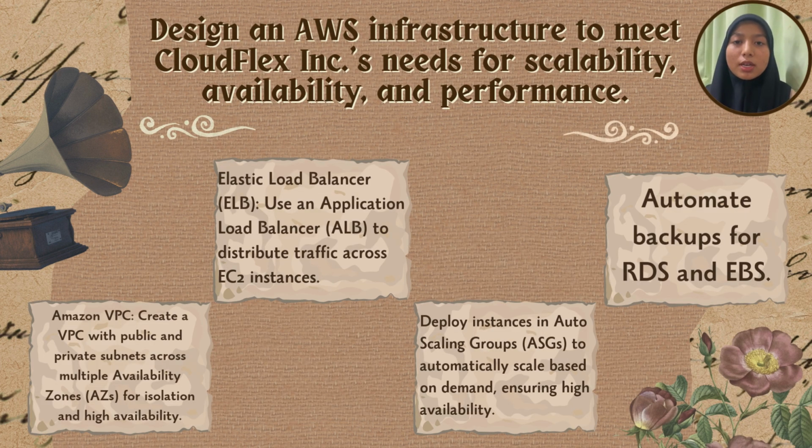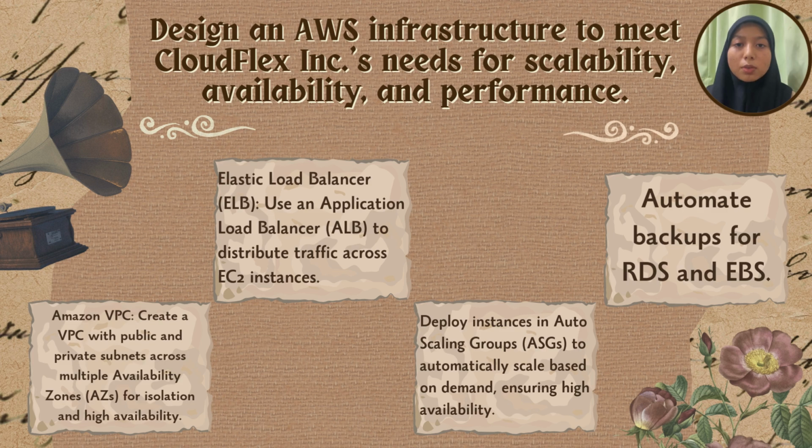Question number 4. Design an AWS infrastructure to meet Cloudflex Inc.'s need for scalability, availability, and performance. Number 1, Amazon VPC. Create a VPC with public and private subnets across multiple availability zones for isolation and high availability. Number 2, Elastic Load Balancer. Use an Application Load Balancer to distribute traffic across EC2 instances. Number 3, deploy instances in an auto-scaling group to automatically scale based on demand, ensuring high availability.